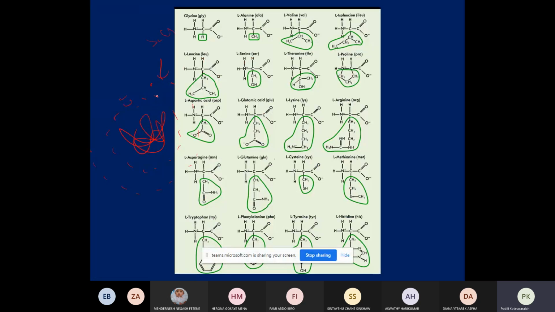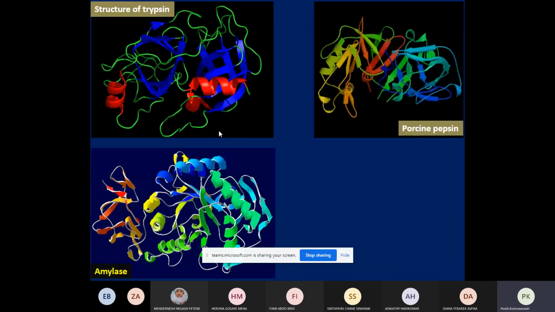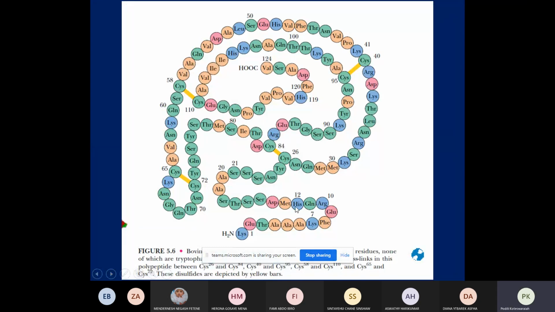So in order for the amino acid side chains to interact with the water, only the polar amino acids can be present on the surface, whereas the non-polar amino acids are buried inside the protein. You will understand why the non-polar amino acids are buried: because the cytoplasm is aqueous in nature, the non-polar amino acids cannot be on the surface. And this is the three-dimensional structure of various proteins. You can see amylase, pepsin, and trypsin here, and this is ribonuclease, which has many amino acids.